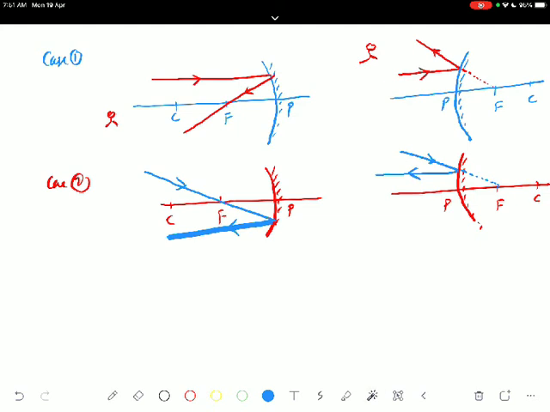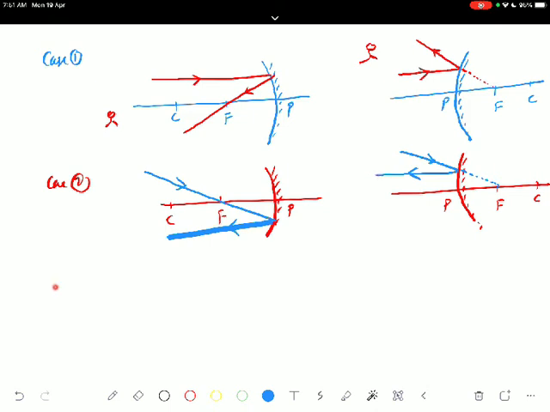So in case 2, we are taking the second ray. You can see in the case of the concave mirror, the ray is passing through the focus. After reflection, it becomes parallel to the principal axis. And in the case of the convex mirror, this light ray tends to go through F, but cannot go there. After reflection, it becomes parallel to the principal axis.